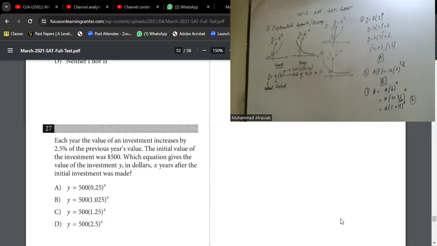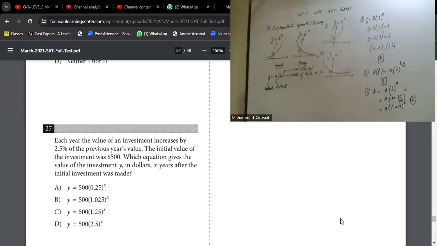Each year, the value of an investment increased by 2.5% of the previous year's value. The initial value of this investment was 500. Which equation will give the value of this investment y in dollars x years after the initial investment was made?